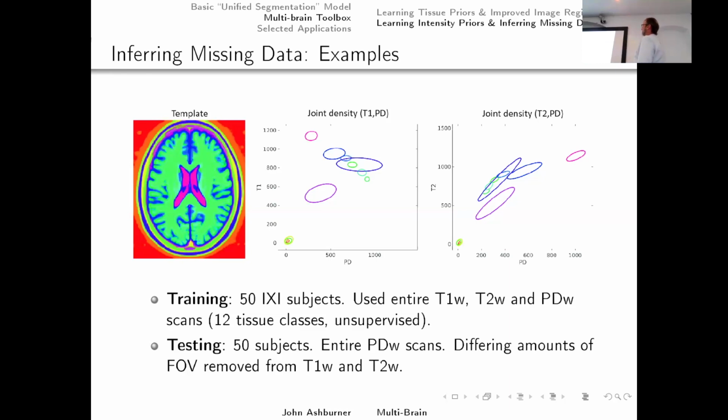So the fact that we can handle the missing data allows us to do cross-validation. We can assess how good our model is by how well it can predict one modality from another modality.